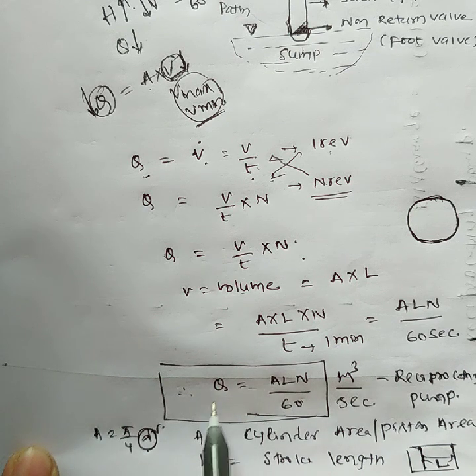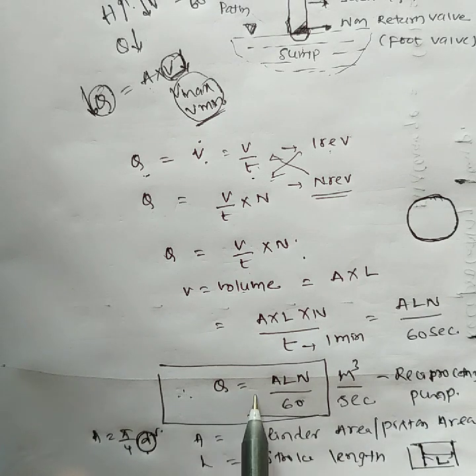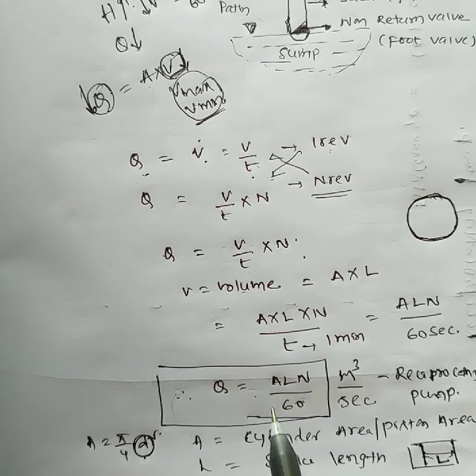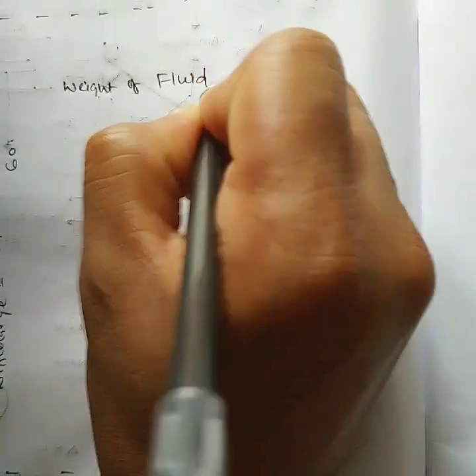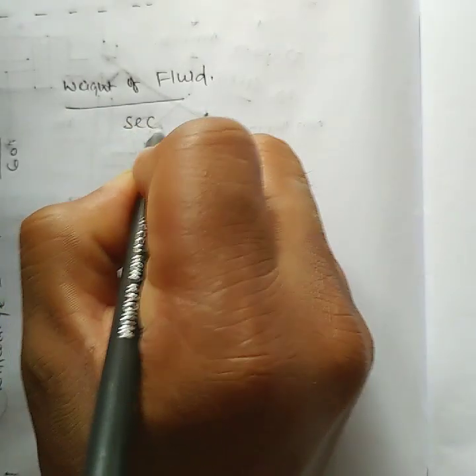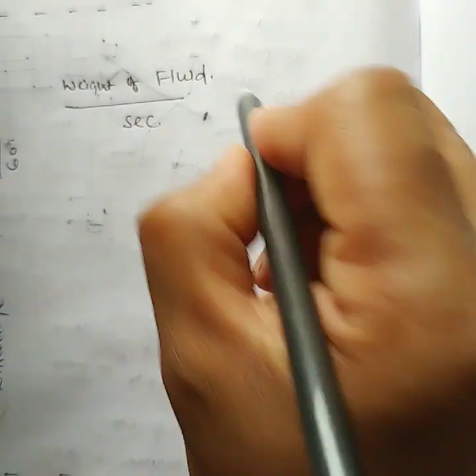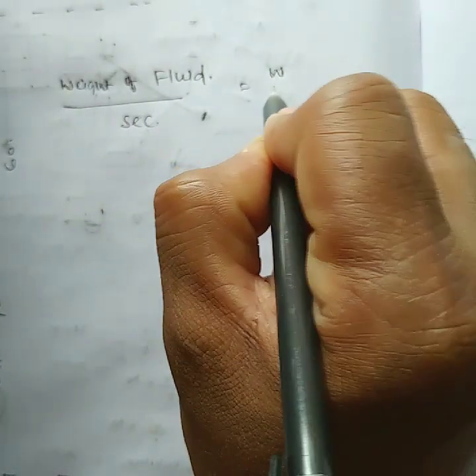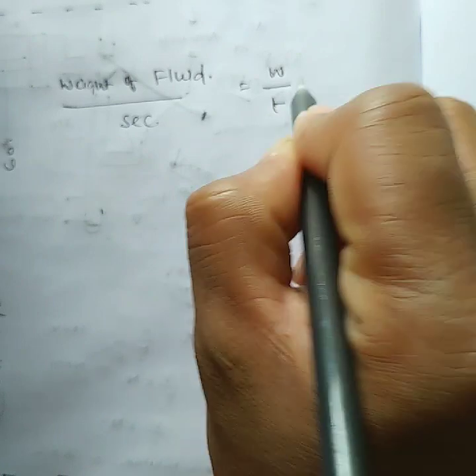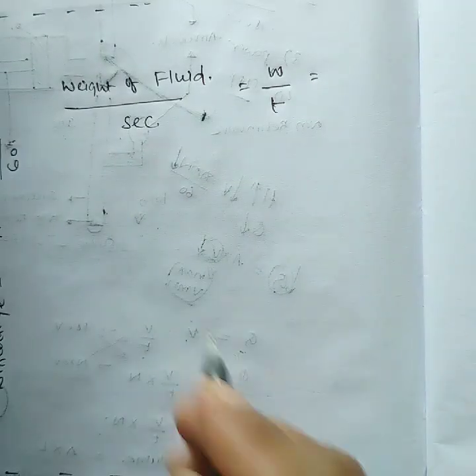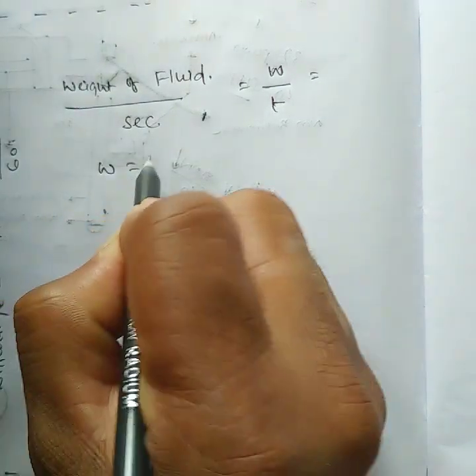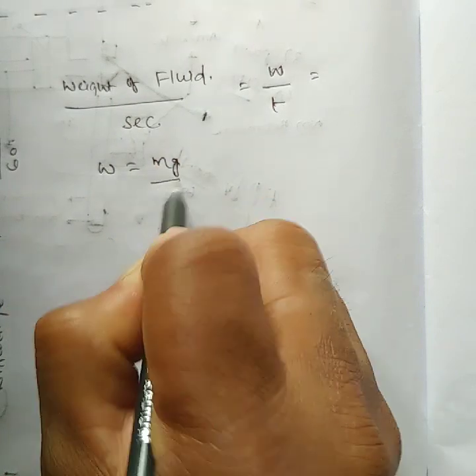Finally, whenever you are operating a reciprocating pump, you will get that discharge. The discharge final formula is ALN by 60. Next we have to calculate the weight of the fluid. Whenever you calculate the weight of a fluid per second, it happens with respect to time. That means weight of a fluid means weight by time. Simply you can write it as W is equal to mg by time.